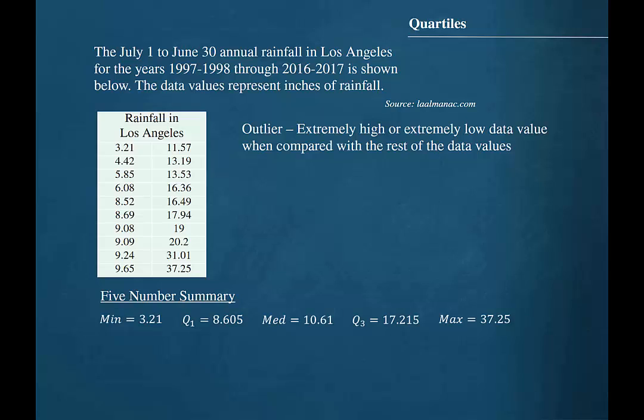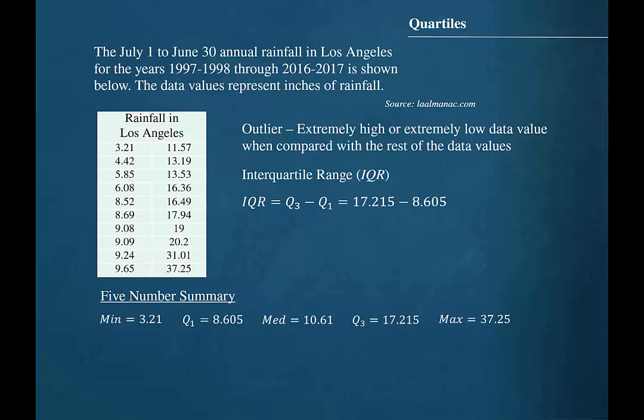Sometimes a dataset might contain what is called an outlier. An outlier is an extremely high or extremely low data value when compared to the rest of the data values. One method for finding outliers in a dataset utilizes a measure called the Interquartile Range, which is frequently abbreviated IQR. The interquartile range is the difference between the first and third quartiles.